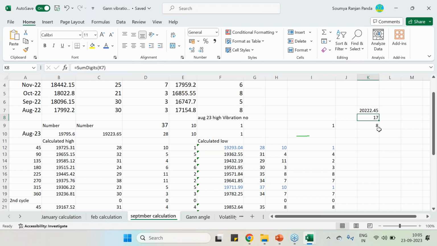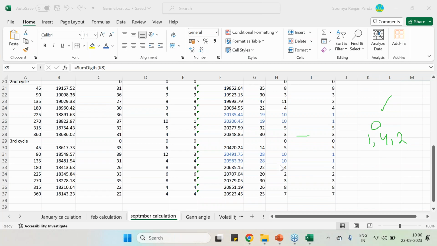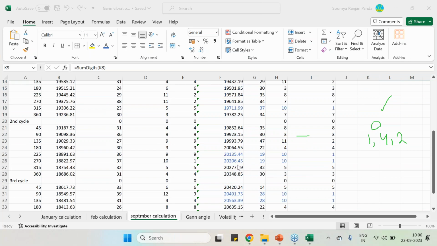If I reduce that number 22,222.45, 17 again comes to 8. 8 is your universal. The high that has come now is 8. 8 means 1 is there, 4 is there, 2 is there, multiplication 4 into 2. So 1, 2 and 4 are the vibration numbers. For the current high which has been formed, what was the expected high for us, though it has gone with a spike? A few points, we have a high, we got what?